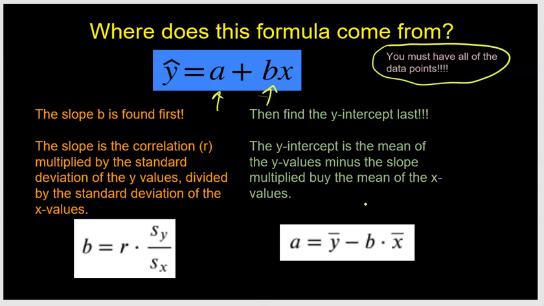All right, and then we move on to finding the y-intercept. The y-intercept must be found after the slope, and you'll see why in 1 second. And it involves another fairly simple formula. To find the y-intercept A, you take the average of all the y's minus the slope, hence why you have to find slope first, times the average of all the x's. Now, how do you get the average y? Well, you got to know the data and you got to be able to calculate it. How do you find the average x? Well, you got to know the data and you got to be able to calculate it. So these are the two formulas that produce the A and the B.